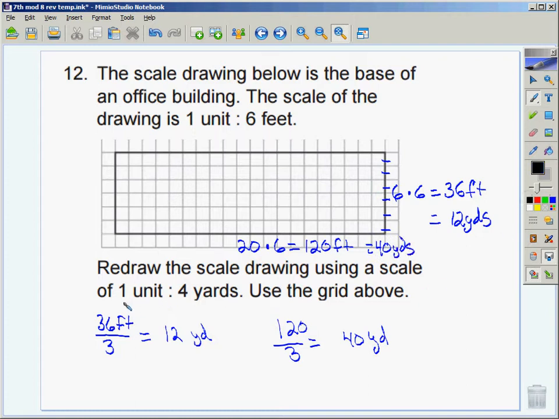They said each 1 unit is going to represent how many yards? 4. So if I had 12 yards and I divide it by 4, it tells me it's going to be 3 units tall. There's the top of my rectangle. If I take my 40 yards and divide it by 4 units, it is going to be 10 units long. There's the end of my rectangle. So when I sketch in my new rectangle, it looks like this.